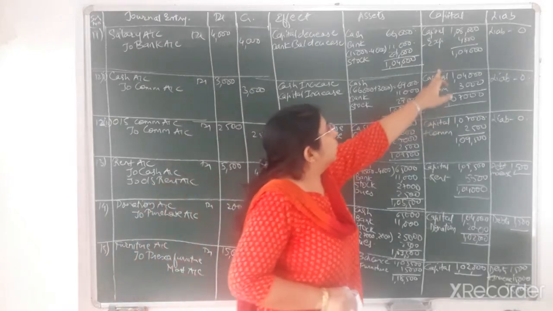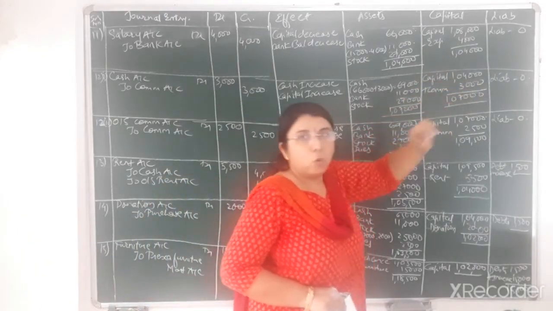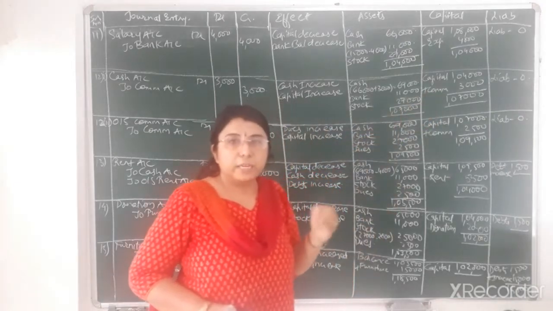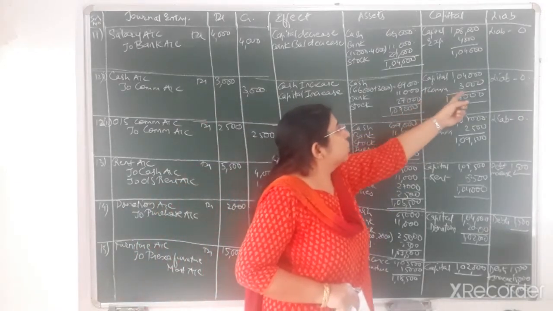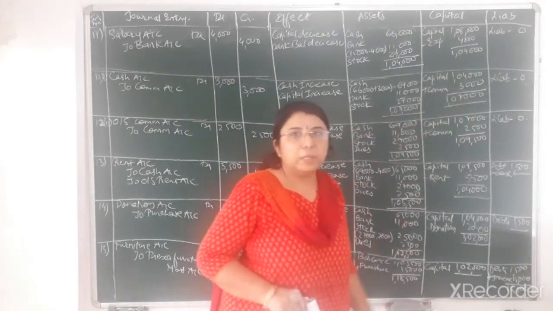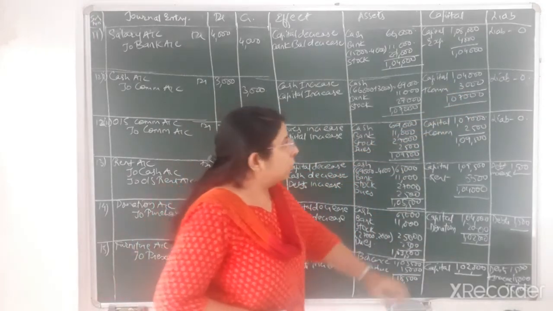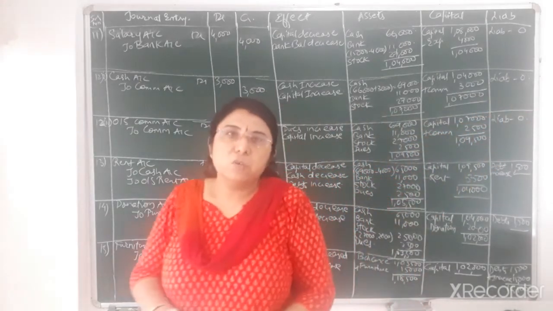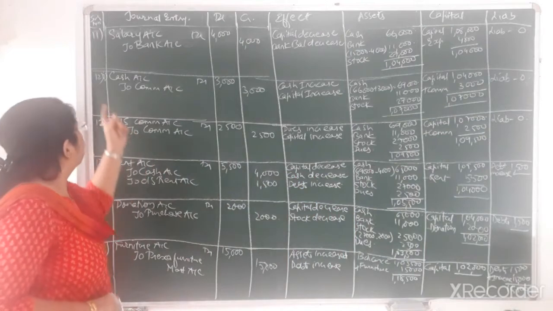Now in case of capital, previous balance was 1,04,000. Now due to commission, the income has been received, so cash is received, so capital will be increased by rupees 3,000. So 1,04,000 plus 3,000, the balance of capital would come to 1,07,000. And in case of liability, no change, so as it is 0. Okay, so we have completed one part of the 12th transaction.